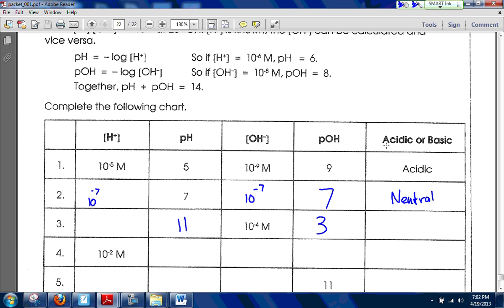And now all I have to do is work the other way for this one. So if my pH is 11, I hit the opposite log button, and I put in negative 11. So that would be 10 to the negative 11. Yes, I should be putting molar. And so if pH is greater than 7, we have a base. That's pretty much how these work.